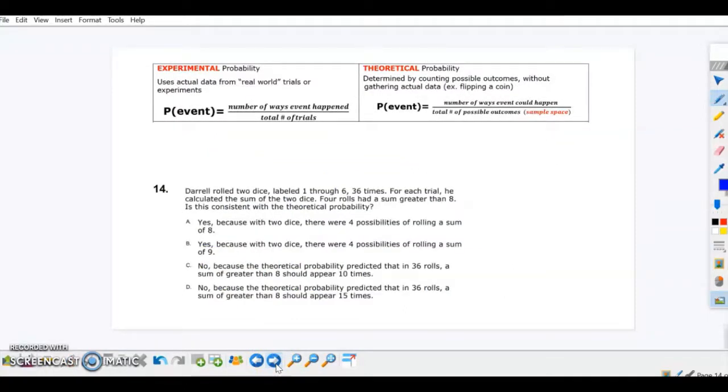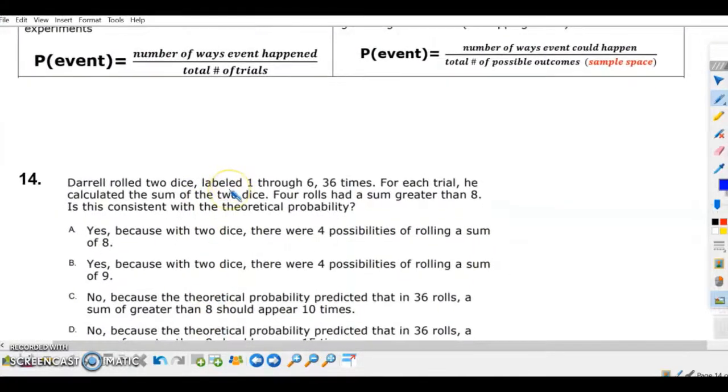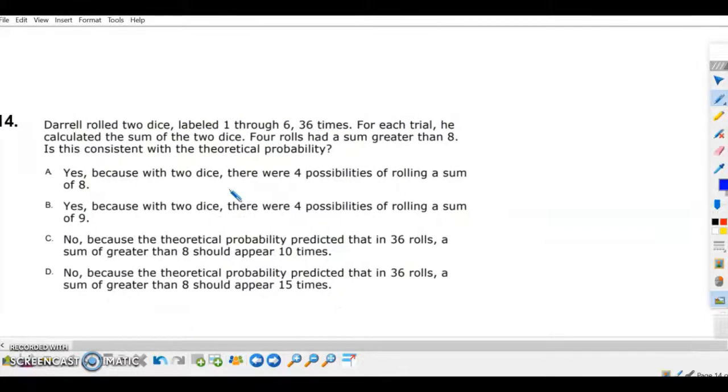Okay, let's look at this one to see if they are consistent as well. The difference between experimental and theoretical. Daryl rolled 2 dice labeled 1 through 6 36 times, and he calculated the sum of the 2 dice. What does the sum mean? Sum means we add what you would get. He had 4 of the 36, so this is the experimental probability, was that 4 out of 36 of his rolls had a sum that was greater than 8.